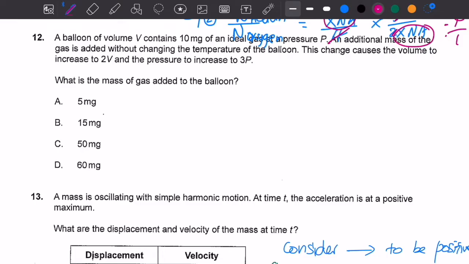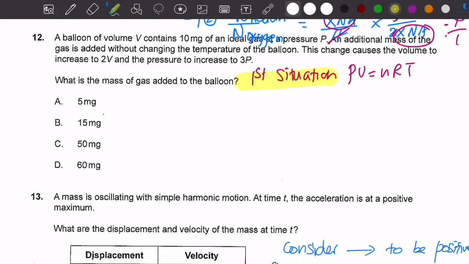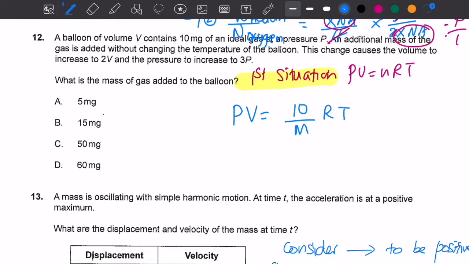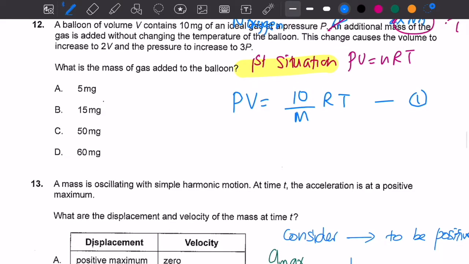Okay, the two situations. First situation, I write PV equals nRT. So pressure times V equals 10 divided by molecular mass times R times T, right? First situation. Second situation, pressure is 3 times.